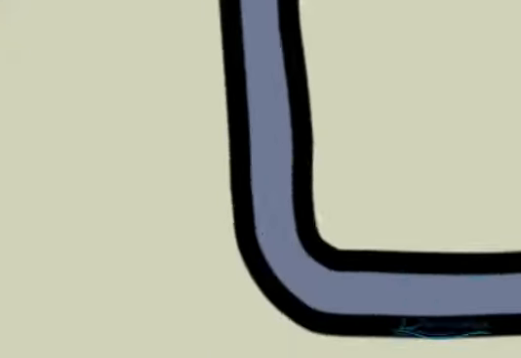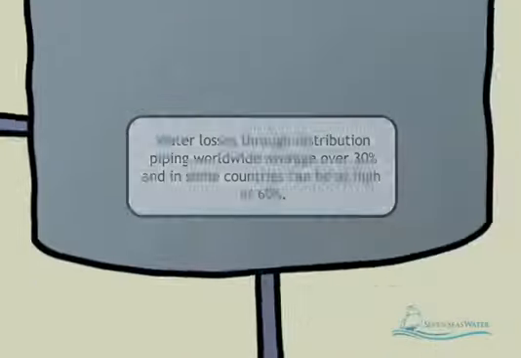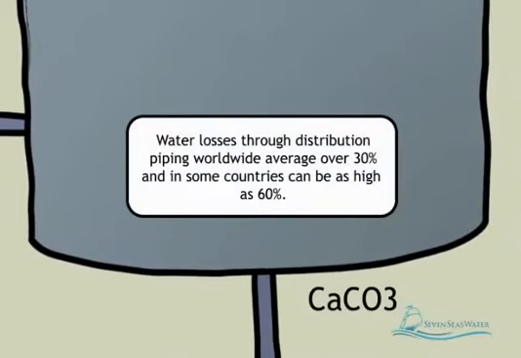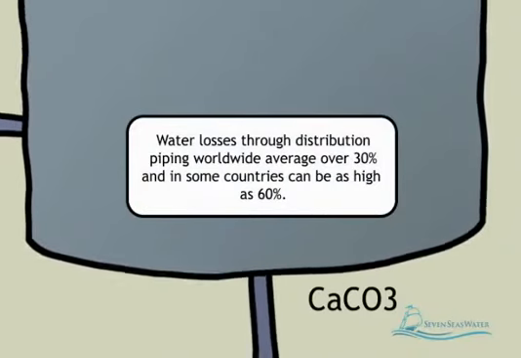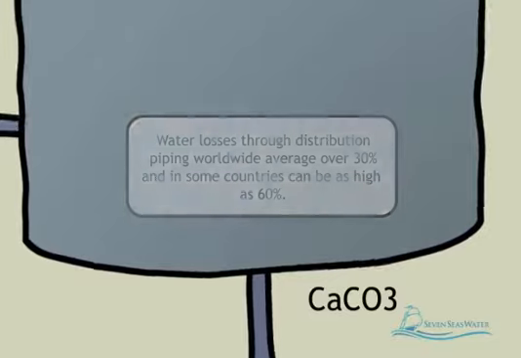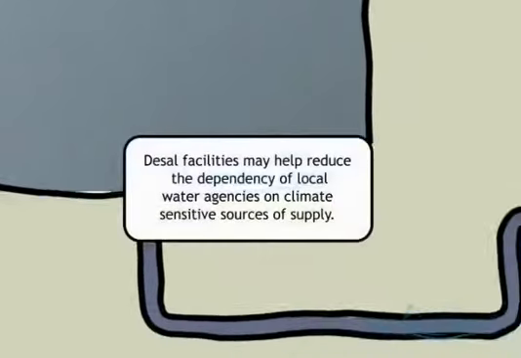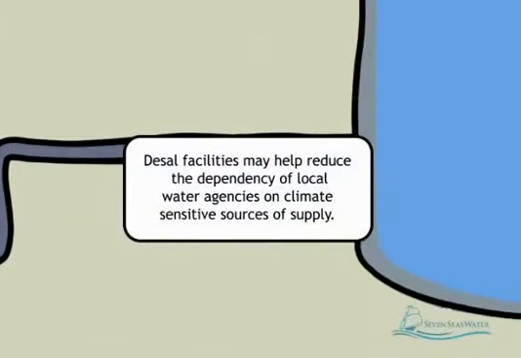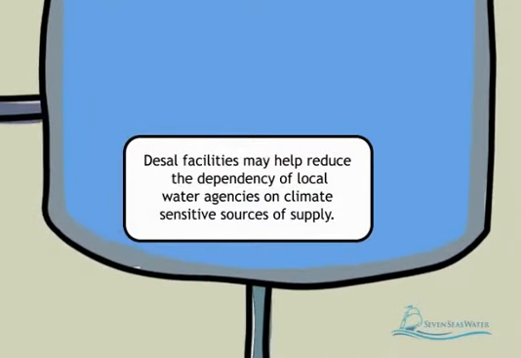The potable water is further treated by adding calcium carbonate to improve the taste and bring the pH to the neutral range. Chlorine is also injected to provide disinfection properties as the water travels from the reverse osmosis plant through the distribution pipes to homes and businesses.